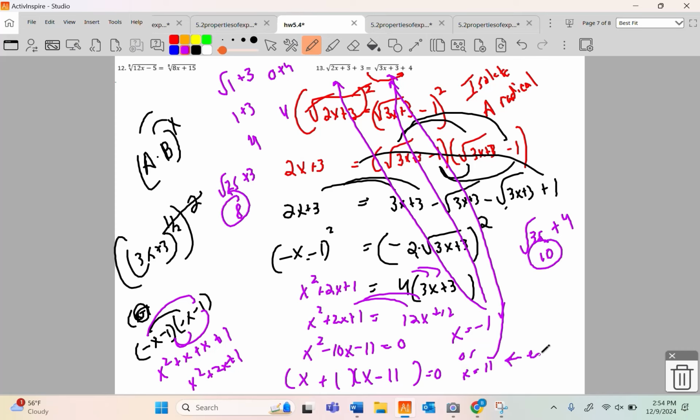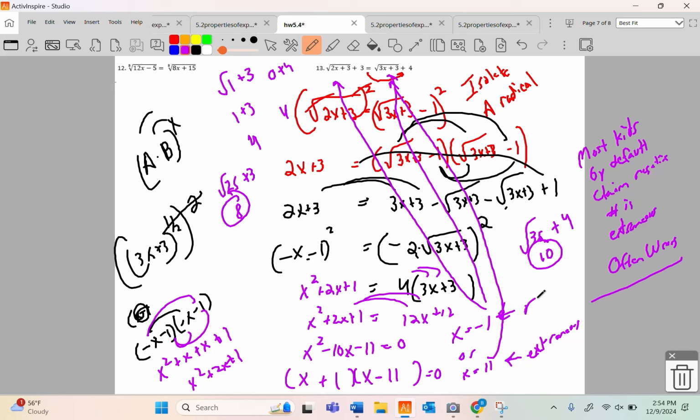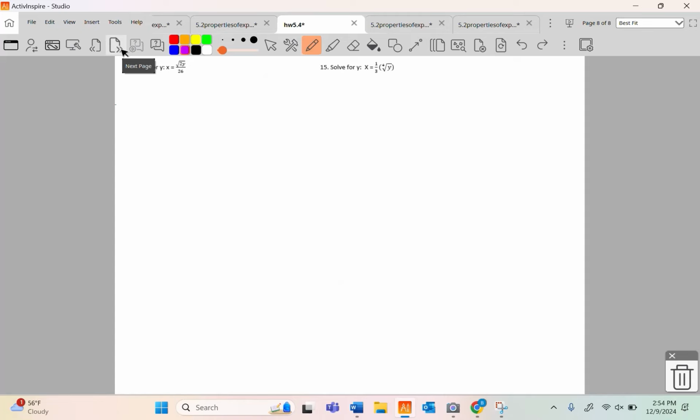This guy is extraneous. I've done this for a long time, and most kids, by default, claim the negative number is extraneous. And that's often wrong. So, turns out the negative number here was real, and the positive one was the extraneous solution. Let's see here. It doesn't really matter which one is done here.